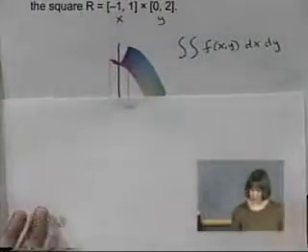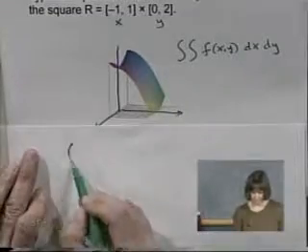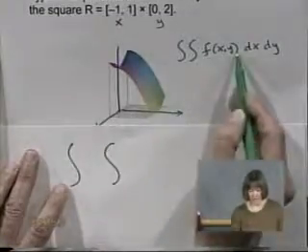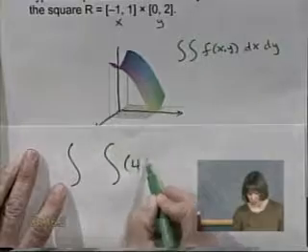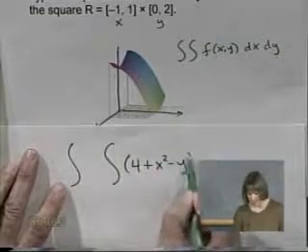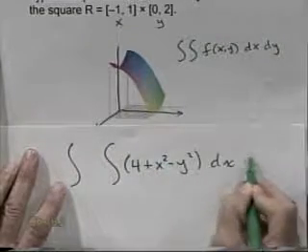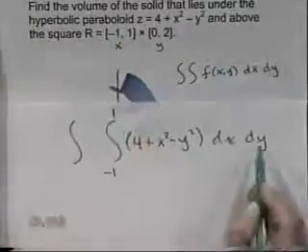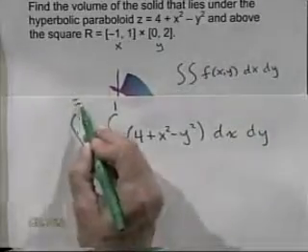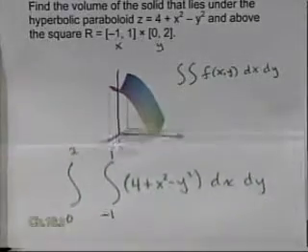is going to be integral. What's my f of xy? It's what z equals. 4 plus x squared minus y squared dx dy. And then we have to say, what is x ranging from? From -1 to 1. And what's y ranging from? From 0 to 2.